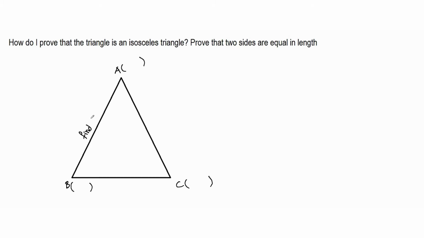So using the coordinates of A and B, I can find the length of AB. Using the coordinates of A and C, I can find the length of AC. And using the coordinates of B and C, I can find the length of BC. If any two sides are equal in length, then it means that the triangle is isosceles. Correct? So finding three distances, and if any two of those distances are equal, then I can say that I have an isosceles triangle. So similarly, let us now consider the condition for an equilateral triangle.